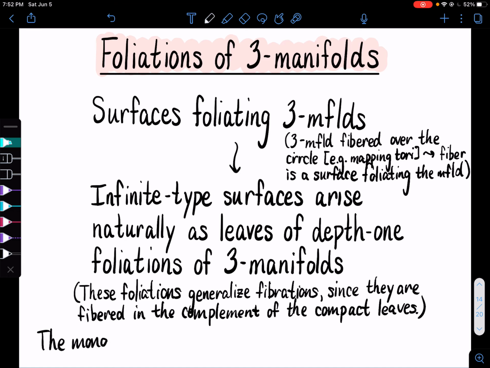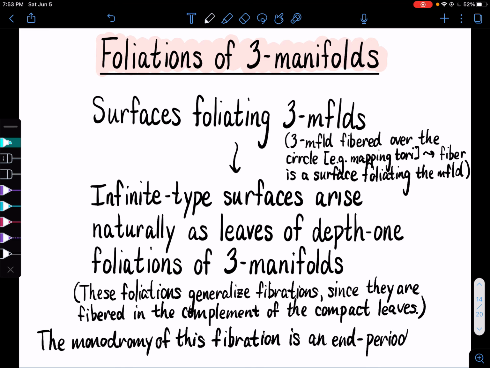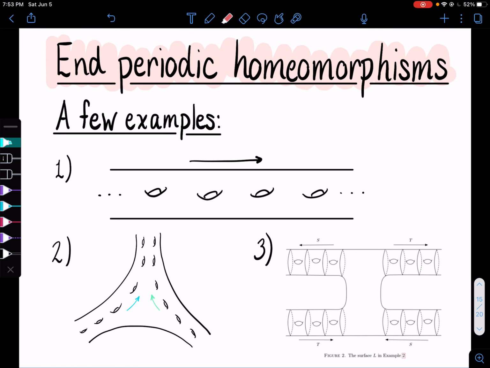And moreover, we know something about what the monodromy of that fibration looks like. So the monodromy of this fibration, this is bringing us to the last piece of this talk, is in fact an n-periodic homeomorphism. Okay, so here we are coming to the last piece, this idea of these n-periodic homeomorphisms. Okay, so let's go ahead and give an example to start off with.